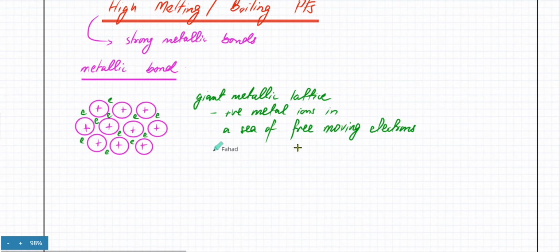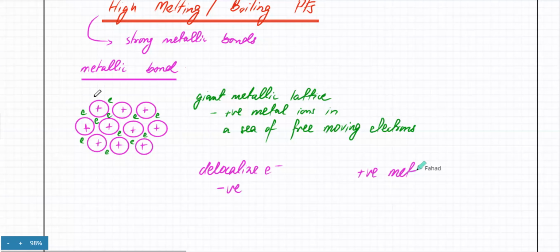Now the first thing is, what is the force of attraction in a metallic bond? Why is this lattice together? What is the force that's keeping them together? So the force of attraction is between your delocalized electrons, which are your negatively charged particles, and your positive metal ions. They're oppositely charged, so they attract each other, and there's going to be a force of attraction between them.